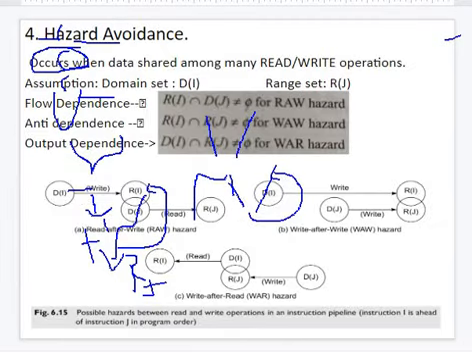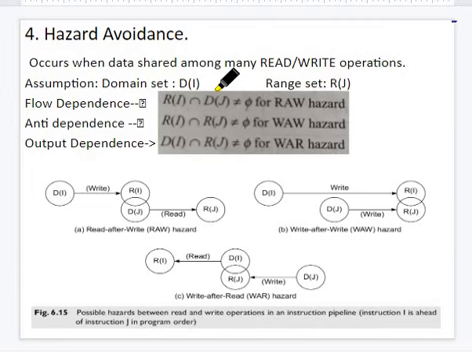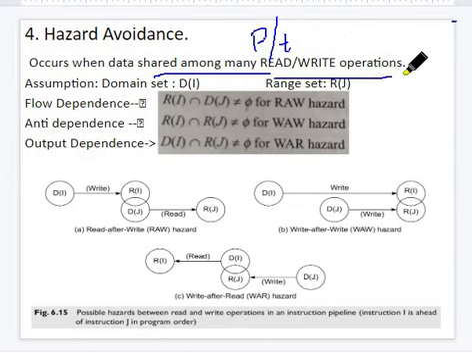Now the last technique is hazards. When data is shared among many processes or tasks, a hazard occurs. Hazard means competition to get the resource. We call it a race condition in our operating system. Whenever there is a read or write operation, competition for the shared data will take place. To avoid such competition, there are some conditions. There is one assumption, the domain set, that means input and output.